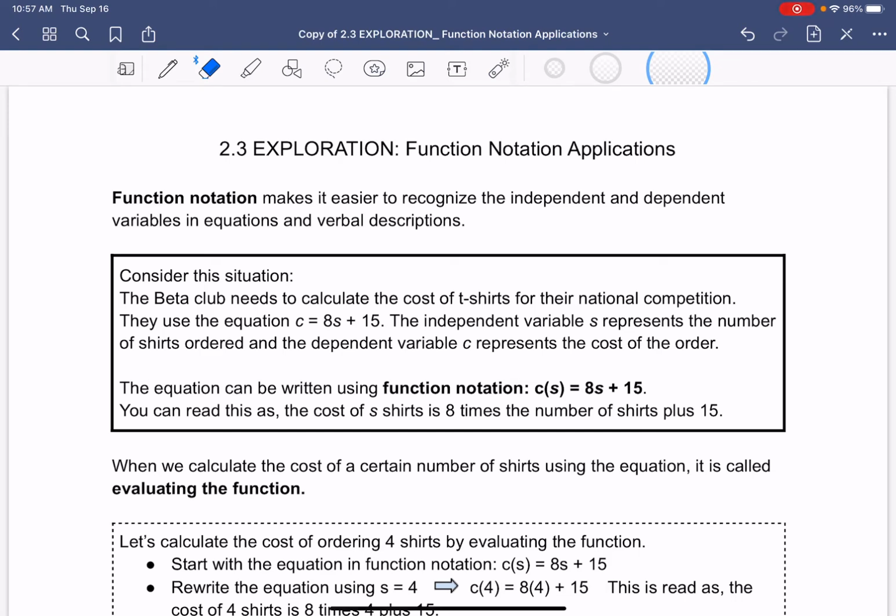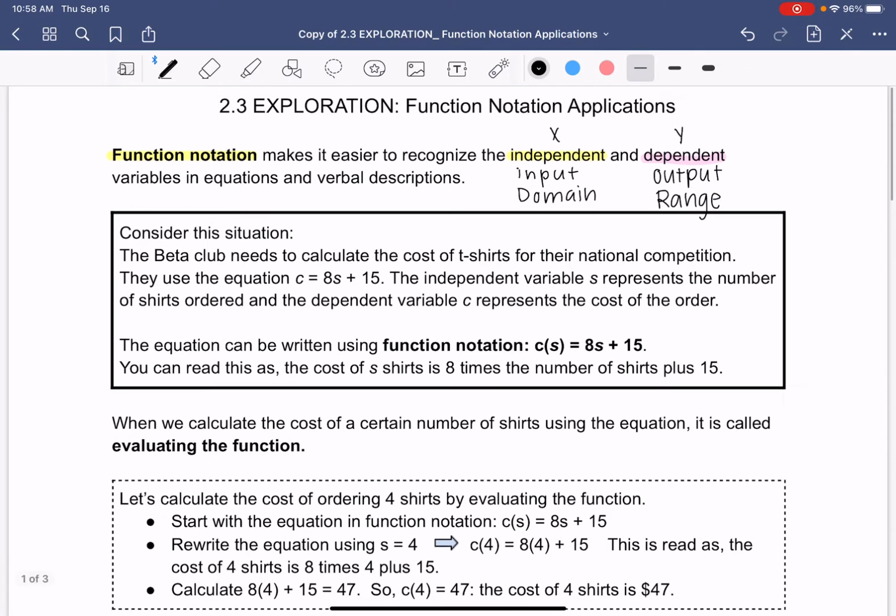All right, today we are going to talk about function notation applications. So being able to apply function notation, which is what we worked on last video, to real life situations. Function notation makes it easier to recognize your independent and your dependent variables. Your independent variable is your x, it's your input, and it's your domain. It's what you input into the equation. Your dependent variable is your y variable, your output, and your range.